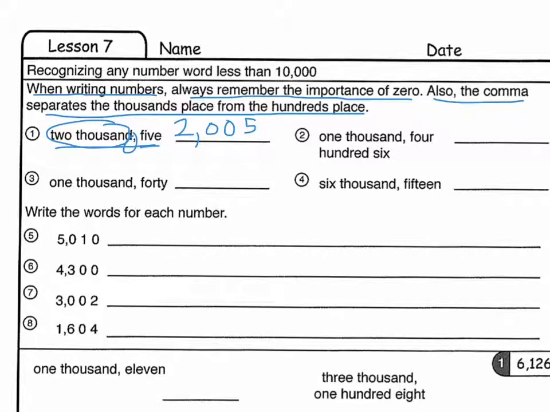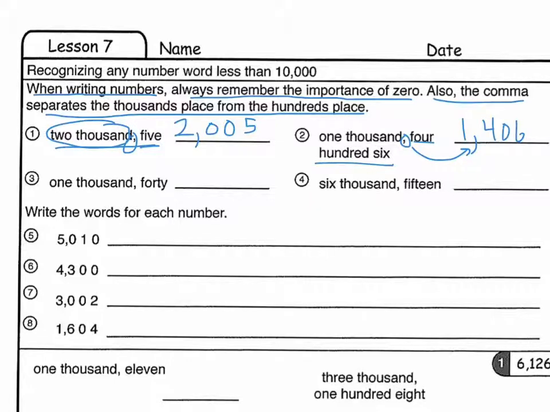1,406 is what number 2 says. Again, notice where the comma is. 1,000, comma, 406 goes after the comma. 406, 1,406. All right, do numbers 3 and 4. Pause the video, turn it back on when you've tried them on your own.